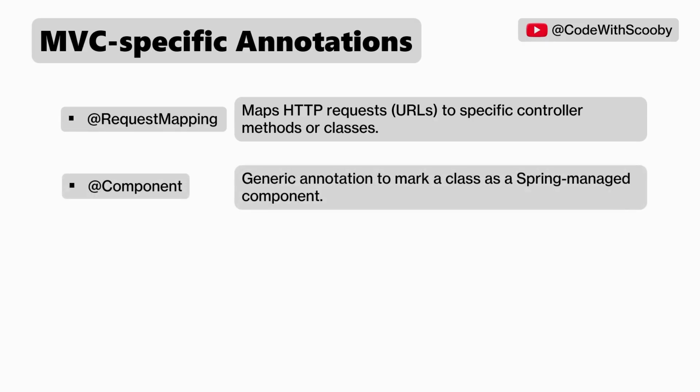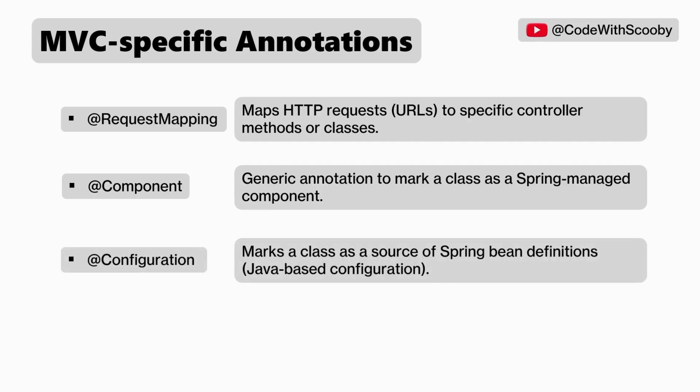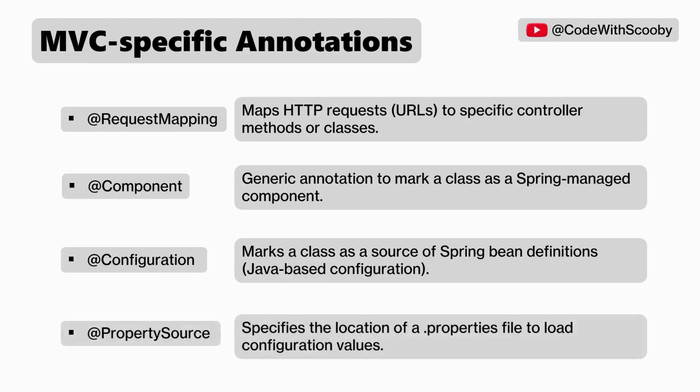The @Component annotation is a generic way to mark a class as a Spring-managed component, allowing it to be automatically detected and registered in the Spring context. The @Configuration annotation marks a class as a source of Spring Bean definitions, enabling Java-based configuration instead of XML. This annotation specifies the location of a .properties file, allowing Spring to load configuration values from it.